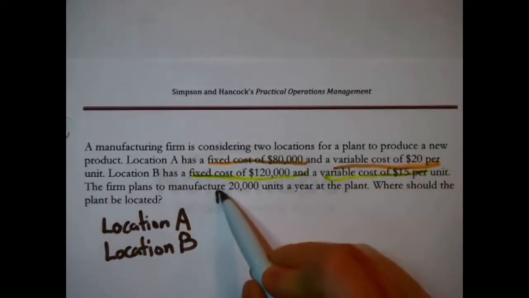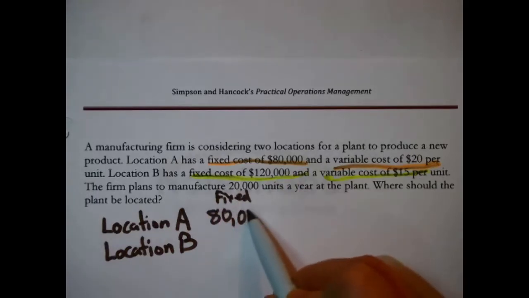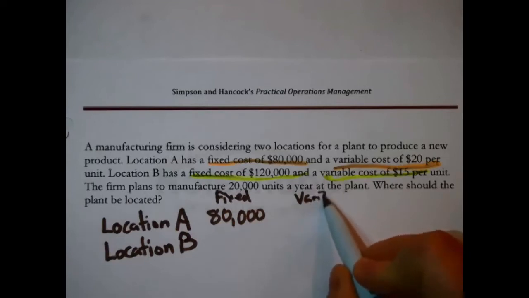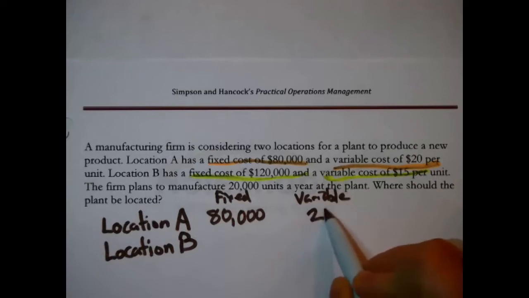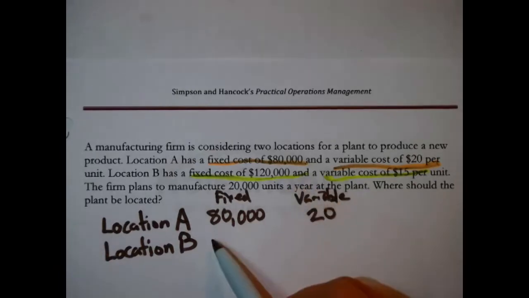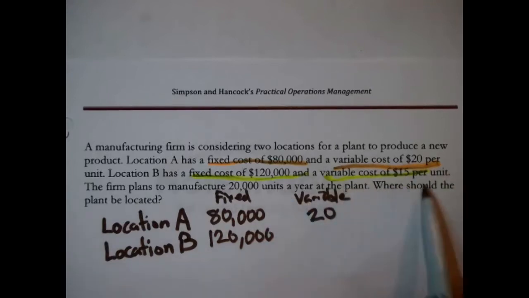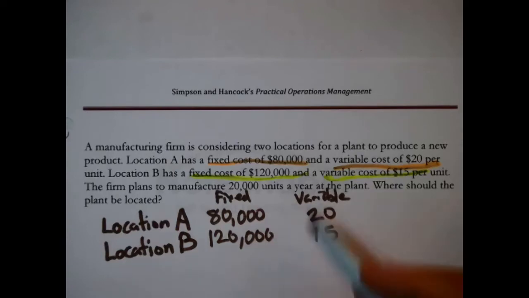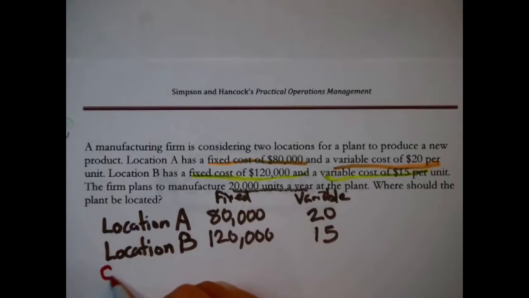Location A, my table, has the fixed cost of $80,000 and the variable cost of $20 a unit. Location B is the one with the higher fixed cost, $120,000, and a variable cost of $15 a unit. We need to pick between these two based on what? The volume, which is right here. Okay. One at a time.